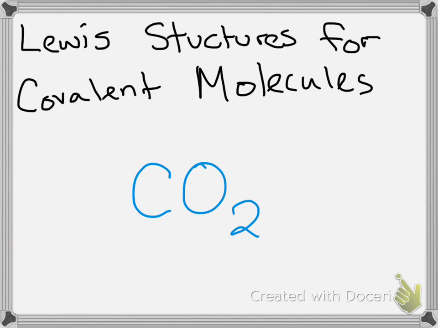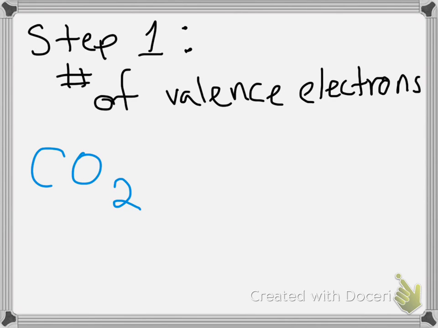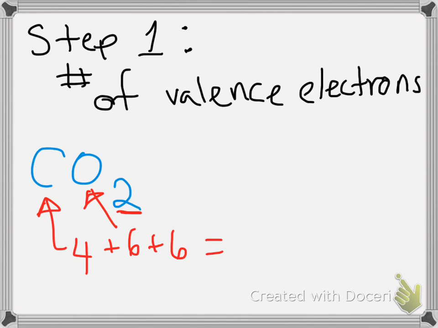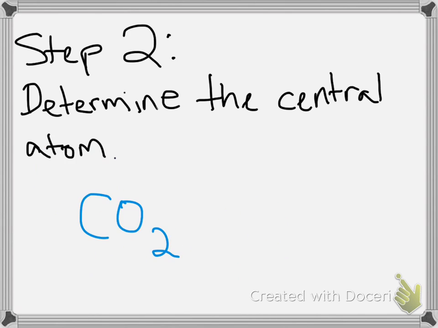In this video, we're going to go through how to draw the Lewis structure for a carbon dioxide molecule. So step one is to figure out the number of valence electrons. To do this, we take our carbon dioxide and we say, okay, carbon, looking at the periodic table, has 4 valence electrons. Oxygen has 6 valence electrons, but there's 2 oxygens, so we need to add 6 twice. So we add all of these valence electrons together and we get a total of 16 valence electrons.